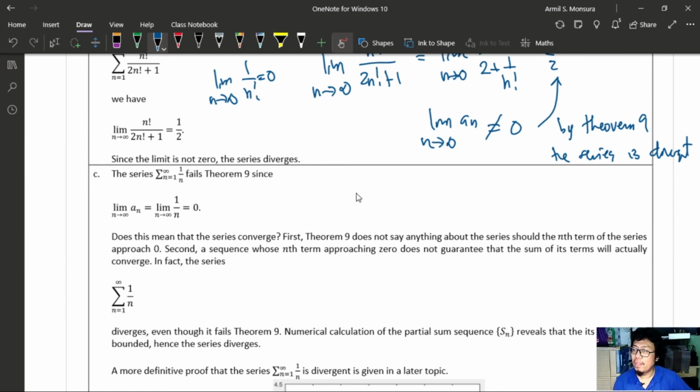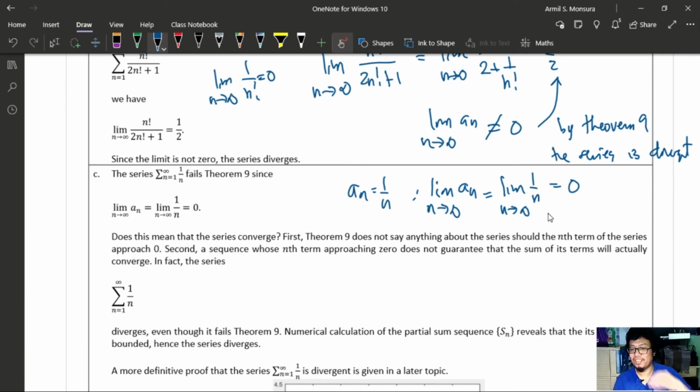For letter C, the nth term here is 1 over n. So we evaluate the limit of the nth term as n approaches infinity, which is the limit of 1 over n as n approaches infinity. This is again 0. We have determined this about 3 times up to this point, so this is the 4th time. Now, since the limit is 0, this does not satisfy theorem 9.